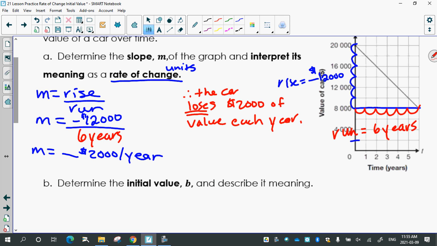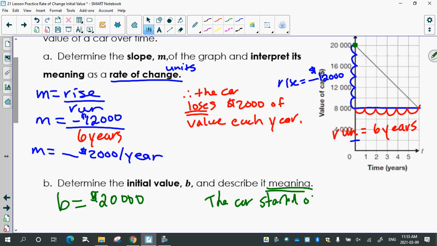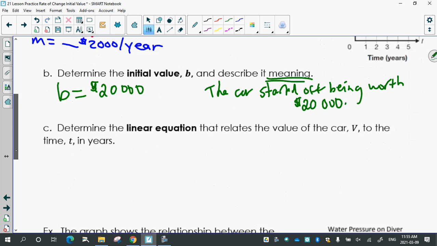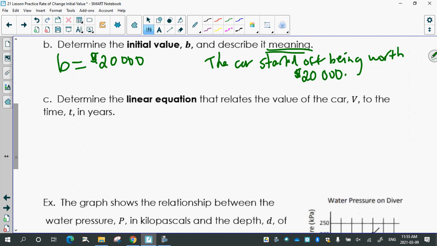Okay? Determine the initial value B and describe its meaning. So B equals, so you're looking on your vertical axis, there it is. B is $20,000. What does it mean in the question? What's its meaning? Okay. The car started off being worth $20,000. Nice.